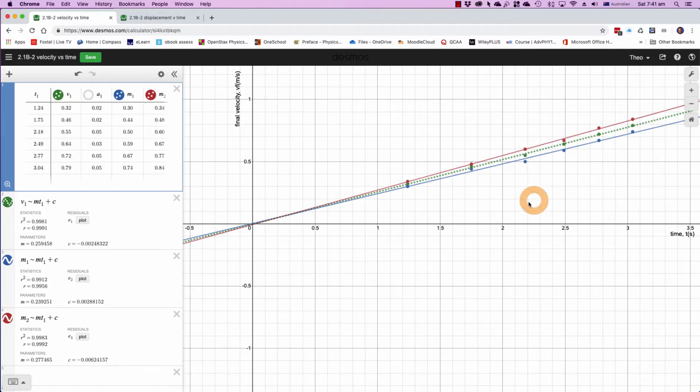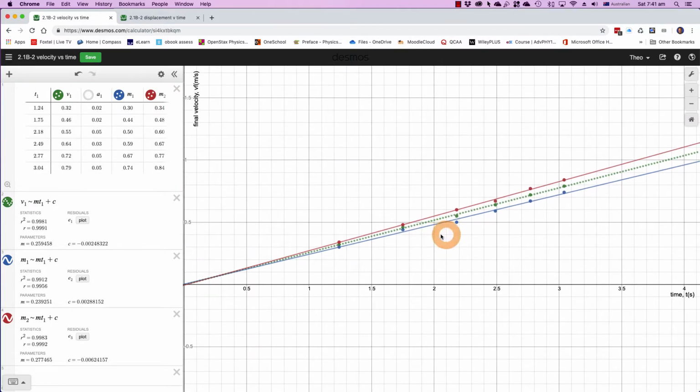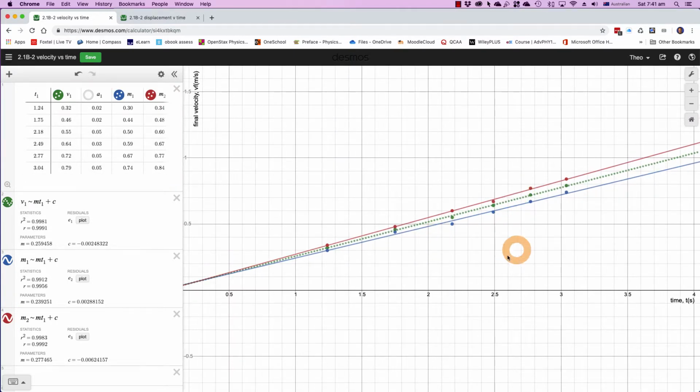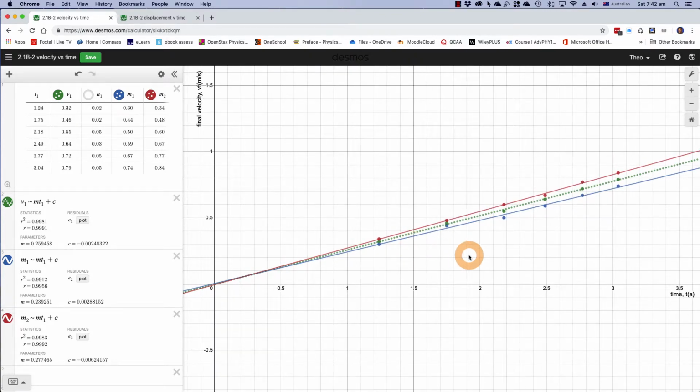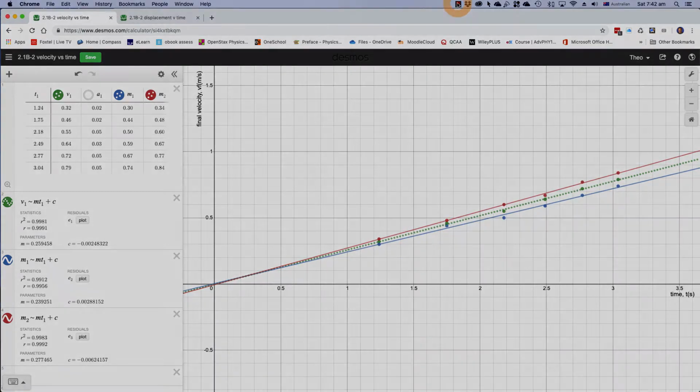If I check on that, as you can see now, I have three lines. The green one represents the final velocity, the average of the final velocity versus time. The red one represents the maximum line of best fit, and the blue one represents the minimum line of best fit. So now I have plotted my graphs to reflect my errors.